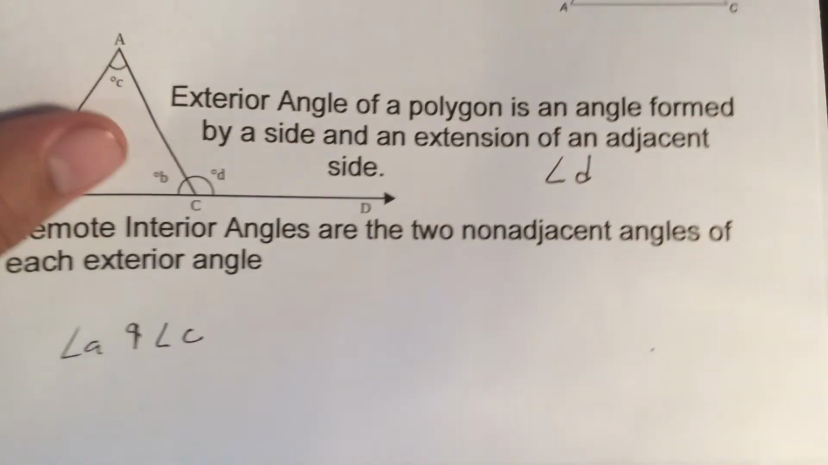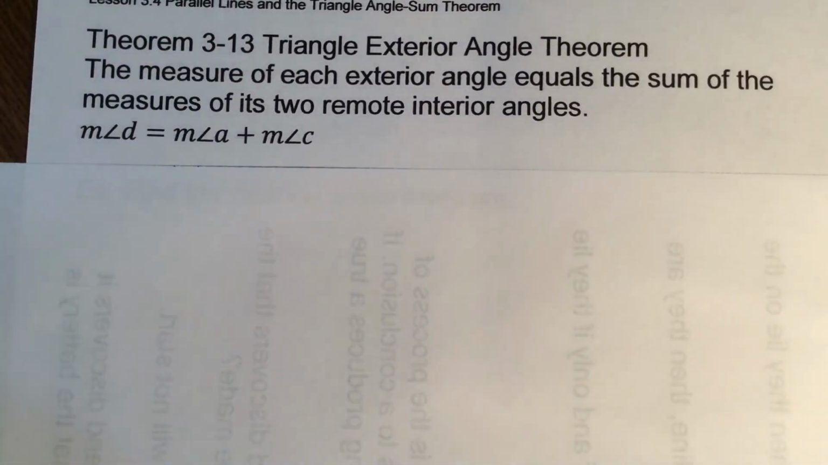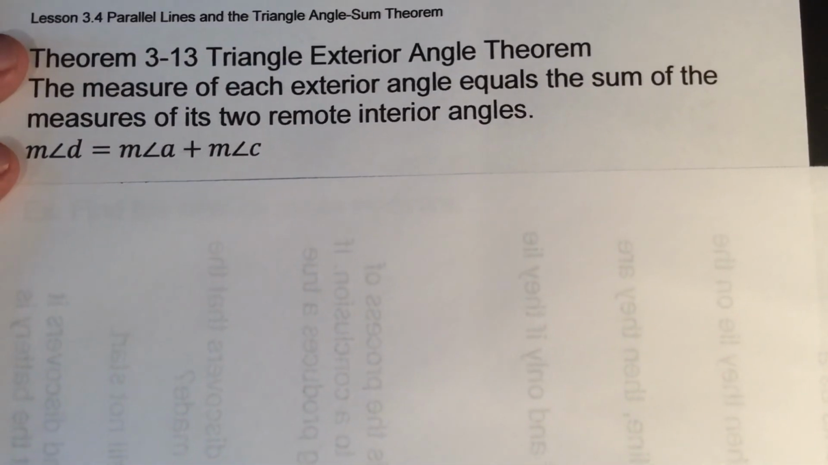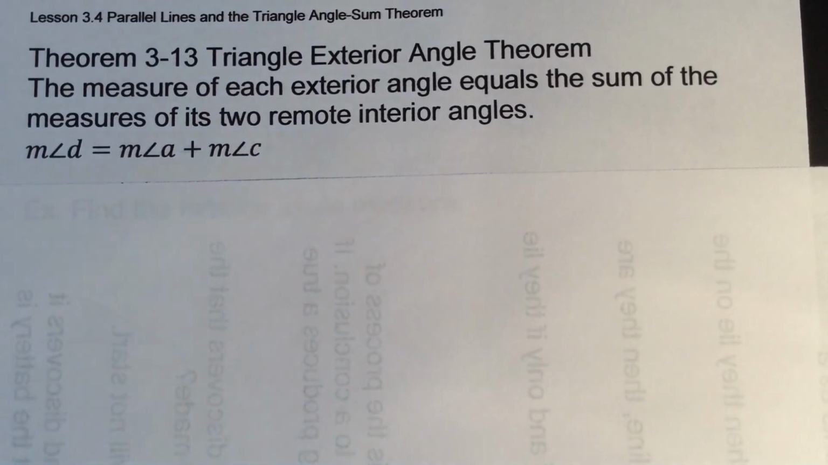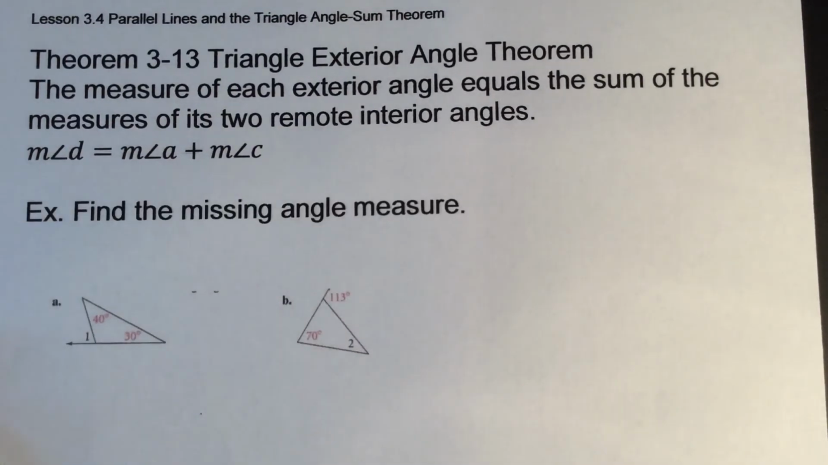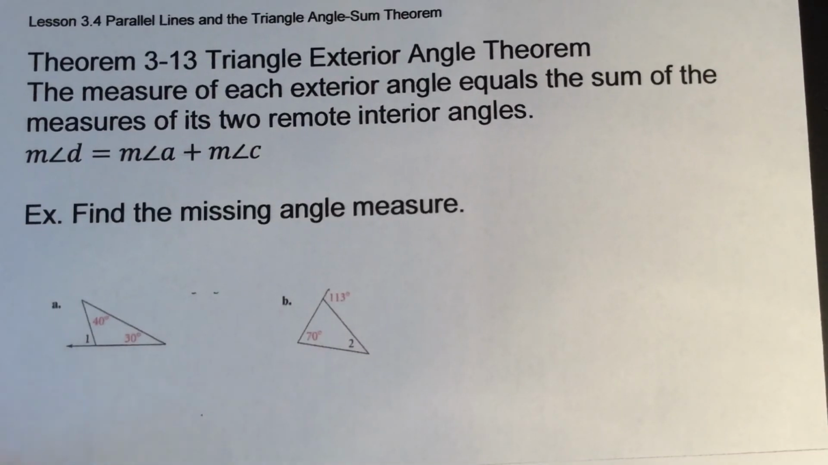Now, what does that mean? Well, we have a theorem. Theorem 313, triangle exterior angle theorem. So what it says is the measure of each exterior angle will equal the sum of the measures of the two remote interior angles. So on that last one, D is going to equal A and C put together. And that's going to allow us to find some angles.